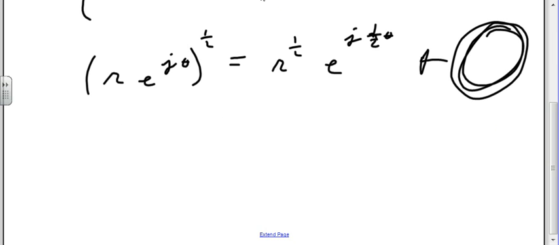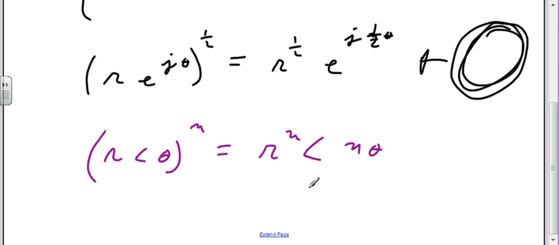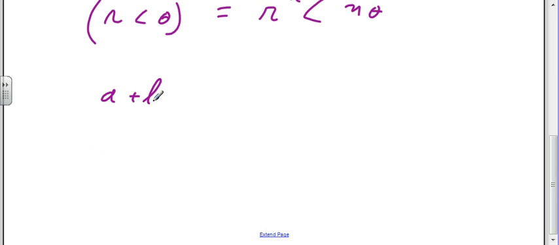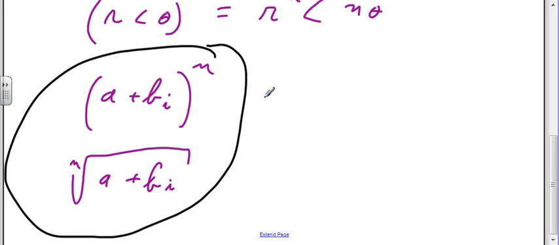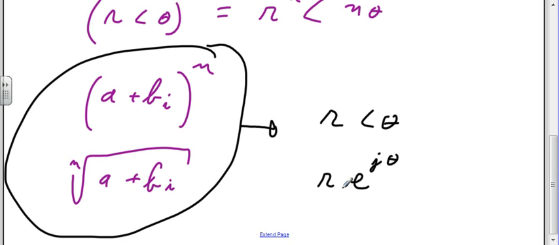I could also be in polar form, so I could have r angle theta, and I'm raising that to the n. Well, that'd be the same thing, r to the n angle n theta. So I could do the same thing. If I had b plus beta i, and I raised it to the n power, or took the nth root of it, then I'm totally hosed. I can't do that easily, and so I'd want to put it in either polar form or exponential form in order to do the work to begin with. So with it in polar form or exponential form, it's easy to find a power or a root.